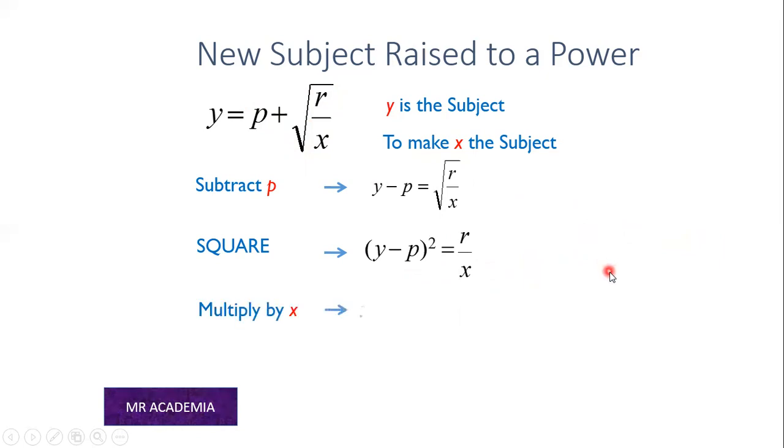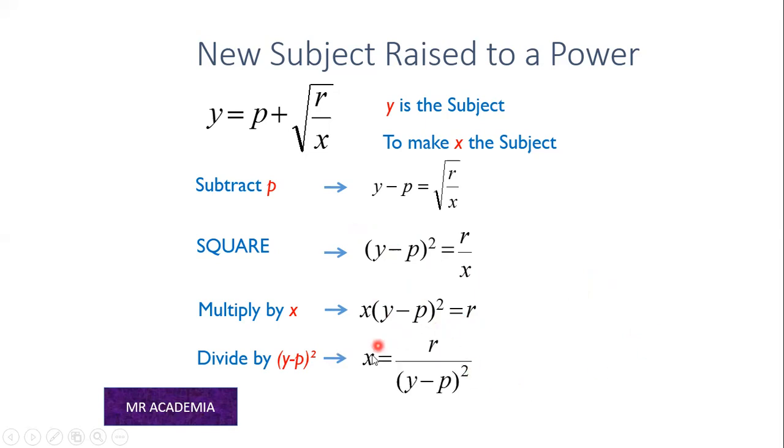And finally, we multiply by x such that this x now multiplies with this to give us this. So to remain with x, we divide by what is in brackets here, y minus p squared. Such that the answer for x is x equals r out of y minus p squared.